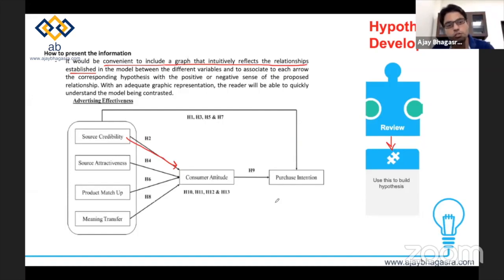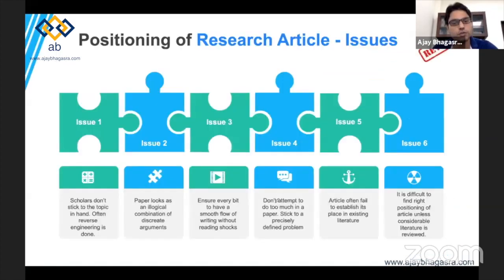Why I'm sharing this is because I've got it from at least two to three reviewers initially when I sent some papers to some of the journals. Positioning of a research article is a very important issue. I'm sharing my experiences because I've reviewed such papers and have written back to authors saying that you need to correct the positioning of this article. And what are the issues? Because I am also looking at time, I need to be a little fast now. So first of all, what is positioning of an article?